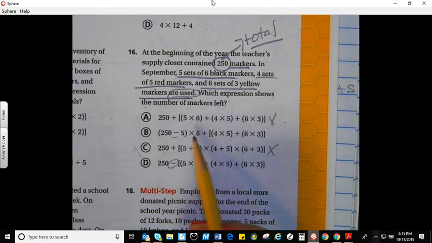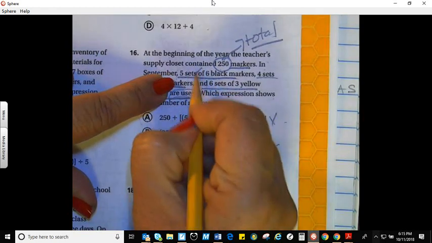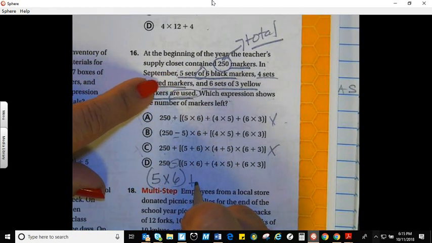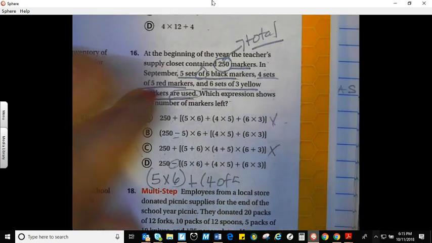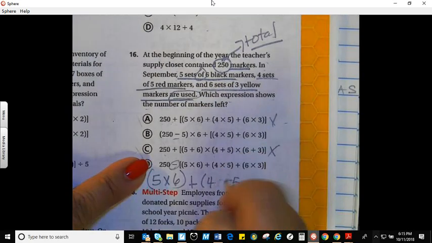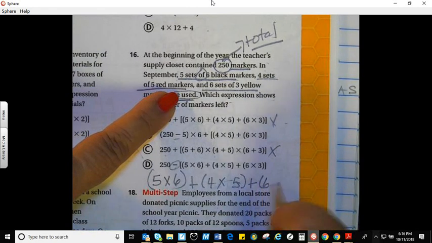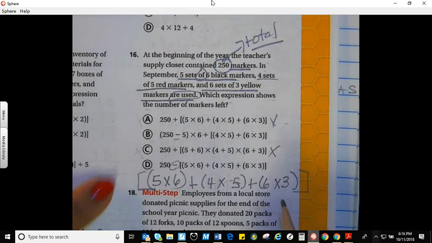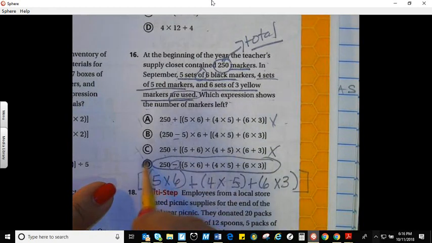Okay, so now it's saying that I had 5 sets of, meaning multiplication, of 6. And 4 sets of 5, I should write multiplication, of 5 red markers, and 6 sets of 3 yellow markers. So which one am I going to use? You see it? I bet you do. Yeah, see, it's D. Very good. So you see how when you just wrote that out, how easy it was to find it?